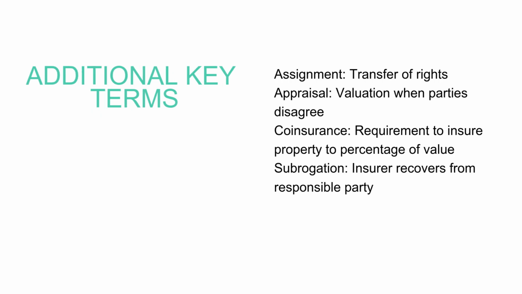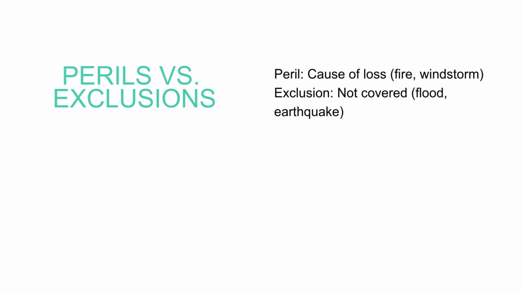Additional key terms. Other key terms: assignment, transfer of policy rights; appraisal, used to resolve disputes over property value; coinsurance, which requires the insured to carry coverage equal to a percentage of property value to avoid penalties. Subrogation allows the insurer to recover losses from a responsible third party. These are commonly tested.